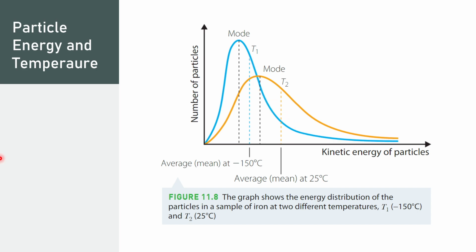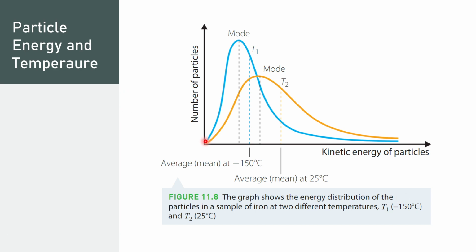And for the graph here in this example, we have two axes. The x-axis shows us the kinetic energy of particles, and the y-axis tells us the number of particles present in the substance which have that corresponding kinetic energy. So for our blue line here, T1, what that's showing us is the energy of all of the particles for a sample of iron at negative 150 degrees Celsius.